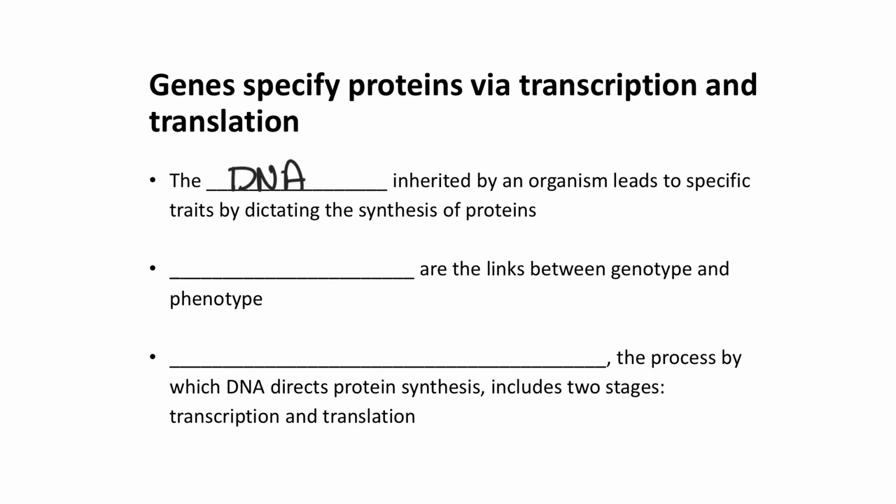DNA is the genetic material. It is inherited by an organism and leads to specific traits by dictating the synthesis of proteins. Proteins are the links between genotype, what we see in the DNA or the gene, and phenotype, what we physically see in that protein. Gene expression is the process by which DNA directs protein synthesis.